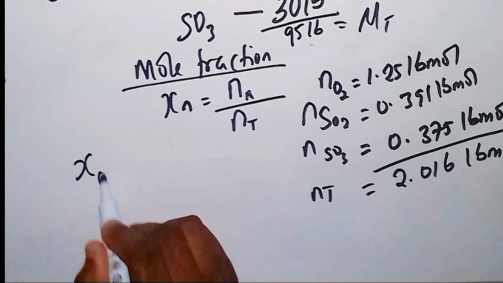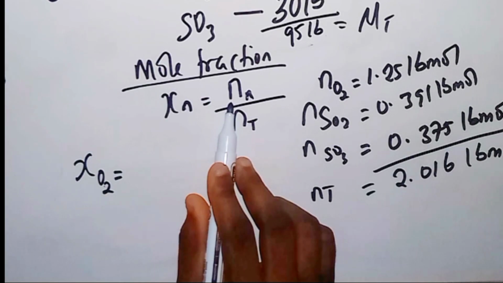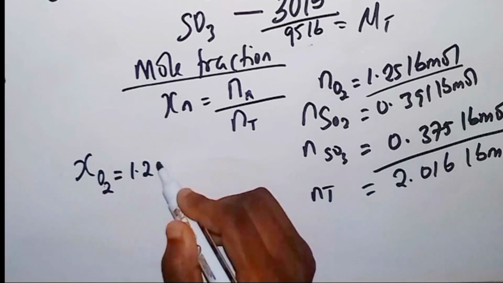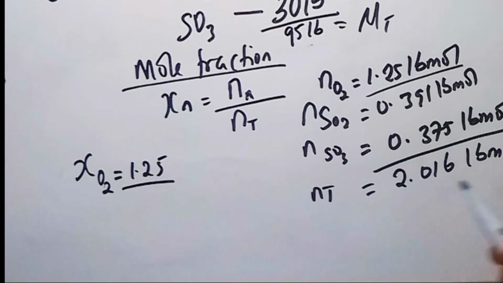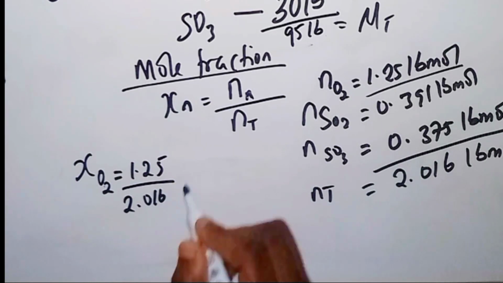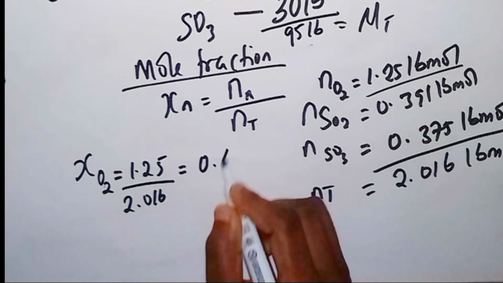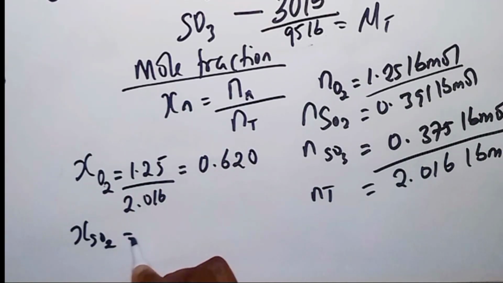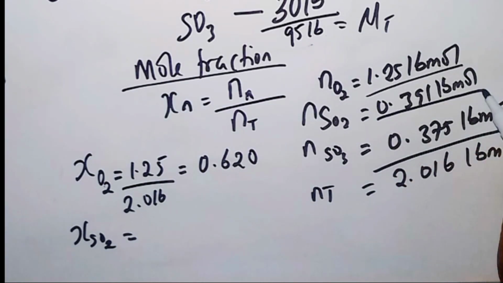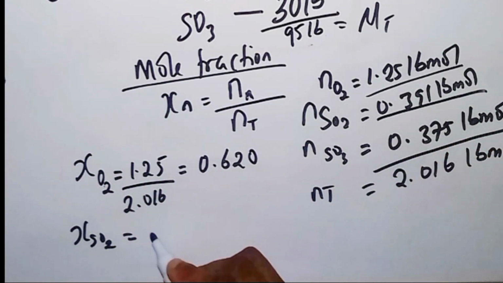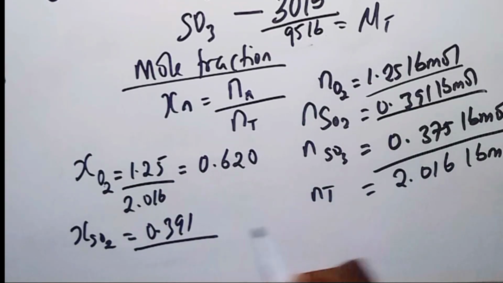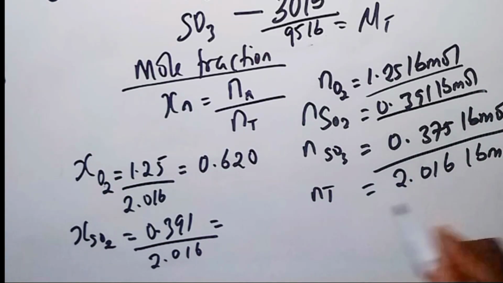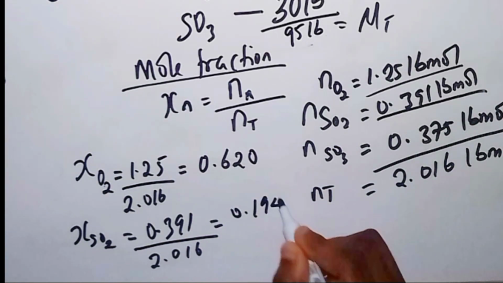So to get the mole fraction for O2, we have to put in the number of moles. Number of moles of oxygen is 1.25 divided by the total number of moles, 2.016. At the end of the day we get 0.620. To get the mole fraction for SO2, the number of moles of SO2 is 0.391 divided by the total, 2.016. At the end of the day, you'll be getting 0.194.